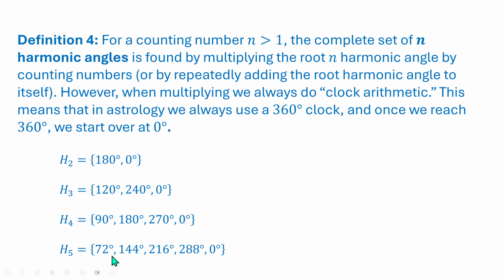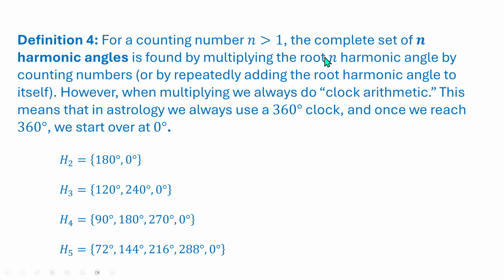And then the complete set of 5 harmonic angles is 72 degrees, 144 degrees, 216 degrees, which is 3 times the root, 288 degrees, which is 4 times the root, and then add another 72 degrees to this, we get 360 degrees, which we've reduced to 0 degrees. If I were looking at the 1 harmonic, for the complete set of 1 harmonic angles, all you get is 0 degrees.